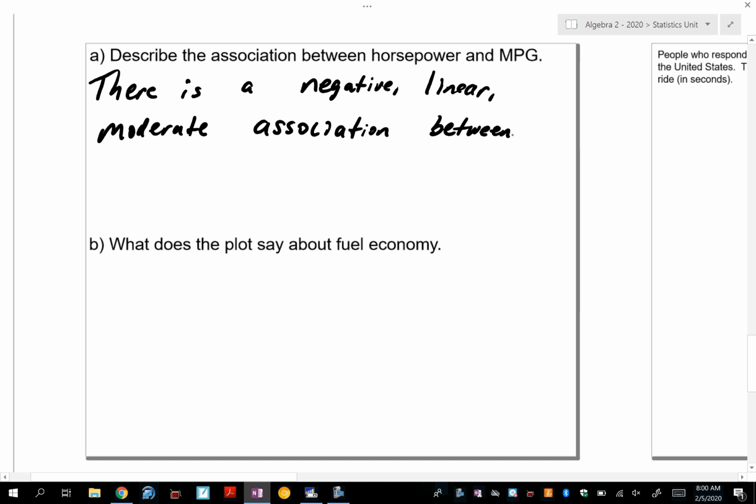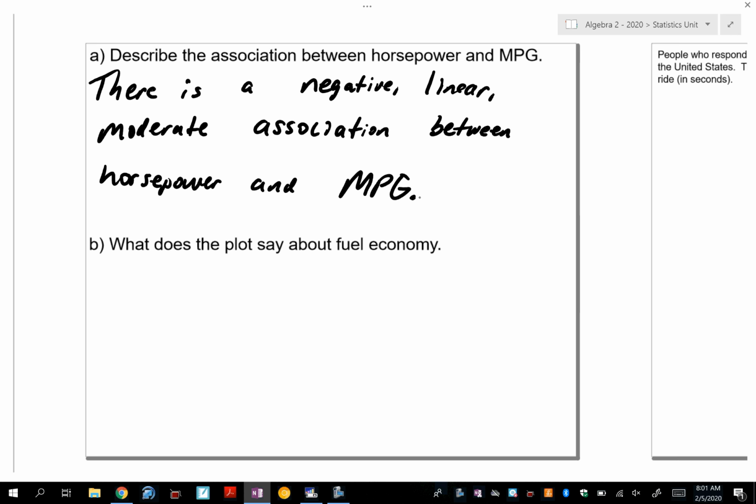between horsepower and miles per gallon. All right? So we have addressed all three things, direction, form, and strength, and we have put it into context. Context being that we have mentioned the names of the variables. So whenever you're doing this, I need to see those three things plus a fourth thing, the context. All right? If you just put there is a negative linear moderate association, period, you would not get full credit. Give that context for the names of the variables.